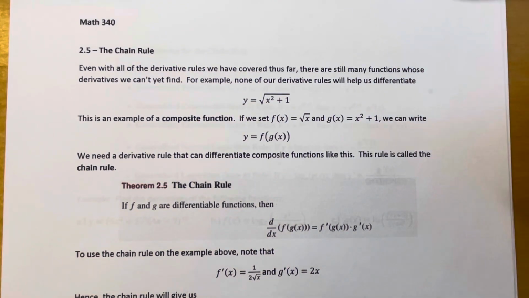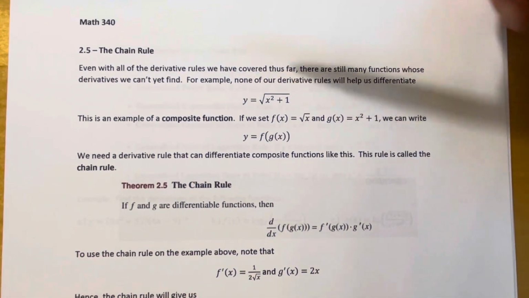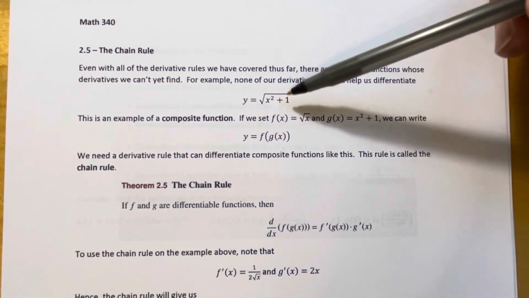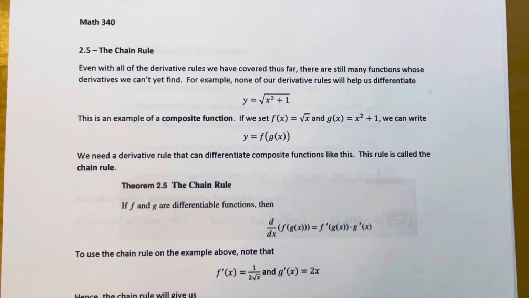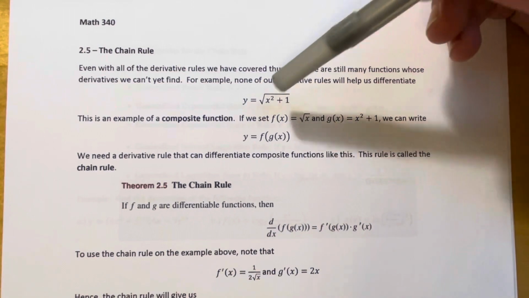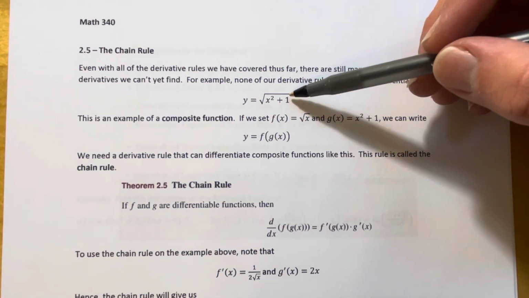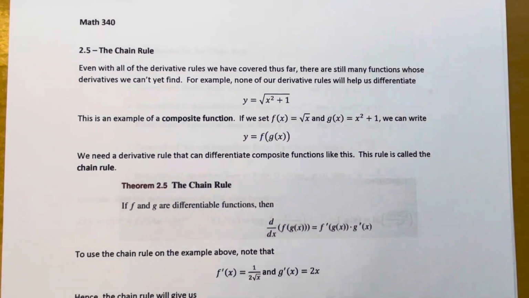So to motivate this rule, suppose we're dealing with a function like this, y equals the square root of x squared plus 1. This function will resist any of the techniques that we know so far for taking its derivative. The product rule, quotient rule, the sum rule, difference rule, all of the different things that we have talked about won't work when we try to take the derivative of this particular function. However, the chain rule, which we're about to talk about, will manage to deal with this.